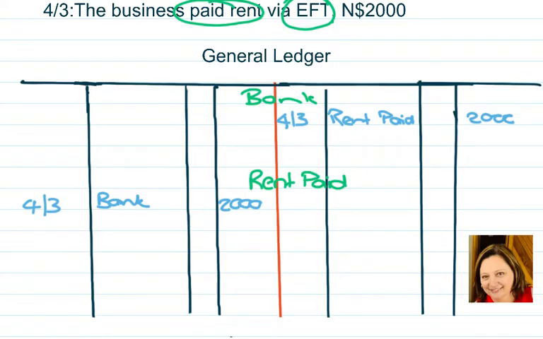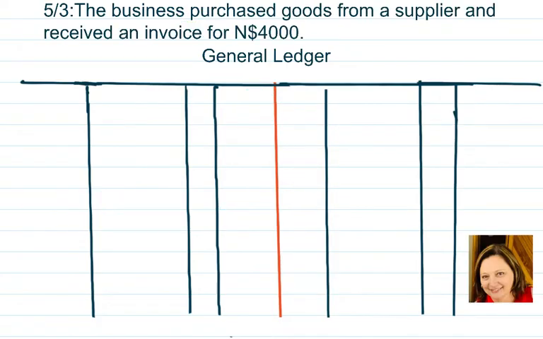If I look at the entries, my details referred to my contra account, and the details referred to the other contra account. In this transaction, our business purchased goods from a supplier and received an invoice for 4,000. All right, so now remember, when we say purchases, we refer to goods that we want to resell, and the name of the account there is purchases. So there's my purchases account.